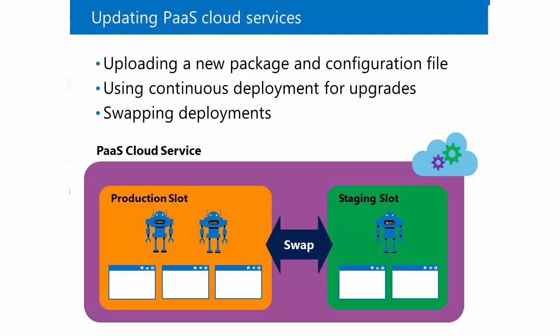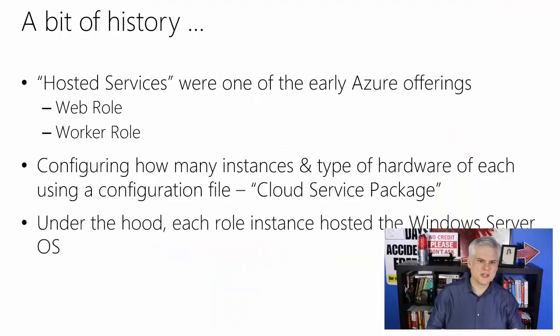And if you ever needed to scale up or down for either role, you would just change that configuration file, change the number in the XML, and upload it. In about 10 to 15 minutes, your app's topology was updated: how many instances of your given roles were actually up and running. Now, under the hood, each role instance hosted a Windows server where your application code would actually execute.